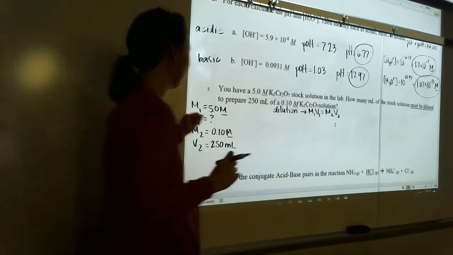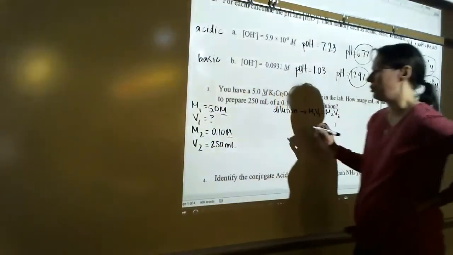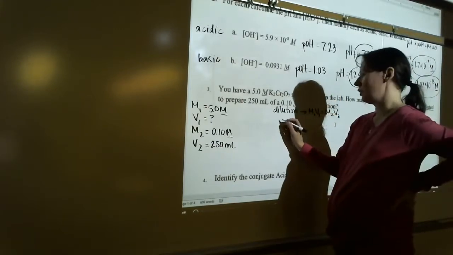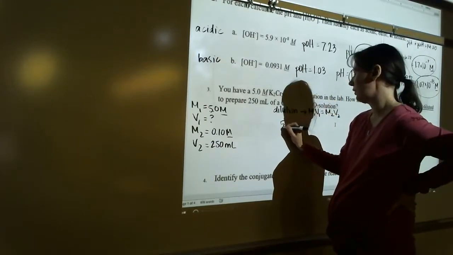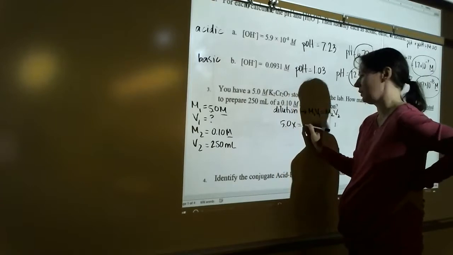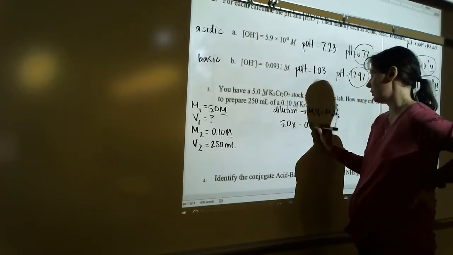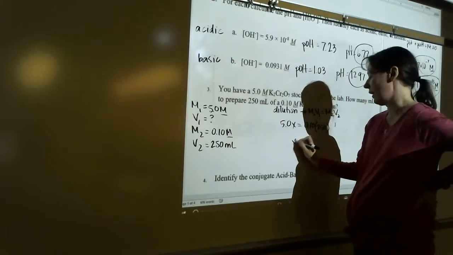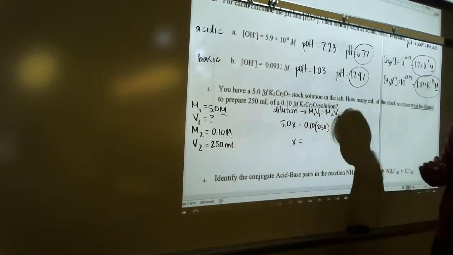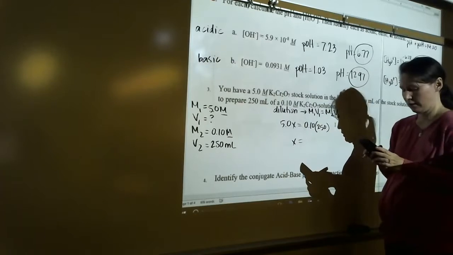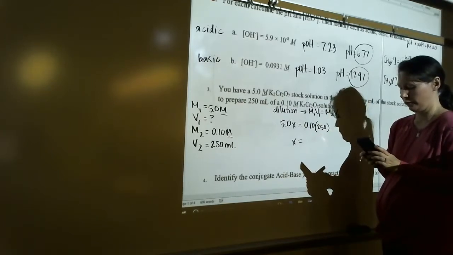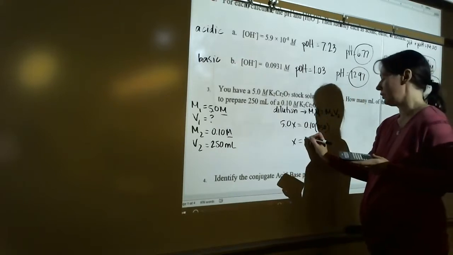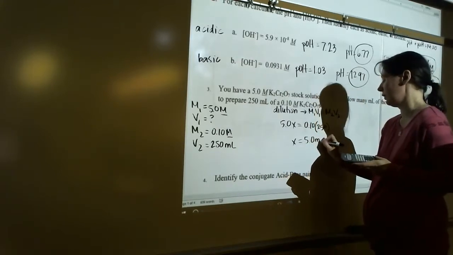So we're going to solve for V1, right? So now we're just doing some algebra. So we can plug it in. 5x is equal to 0.10 times 250, right? So x is 0.1 times 250 divided by 5, right? So that would be 5 milliliters.